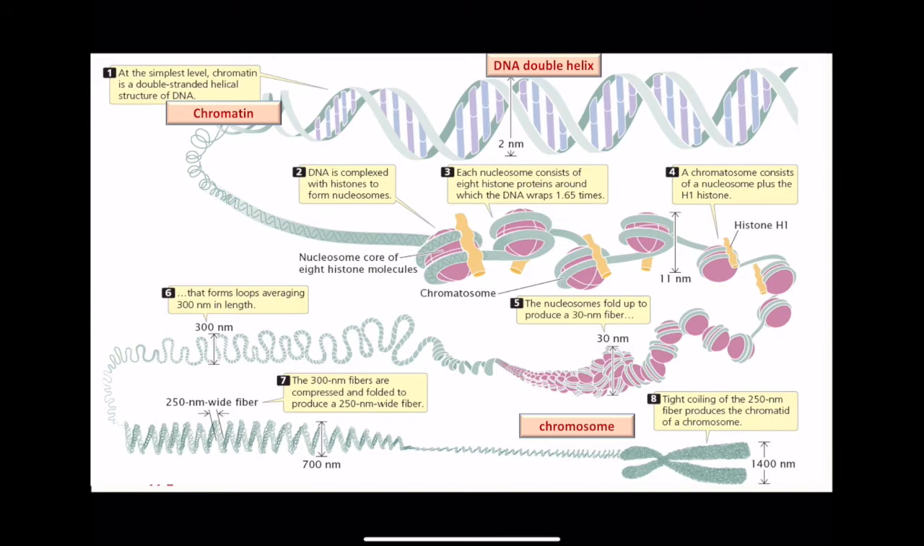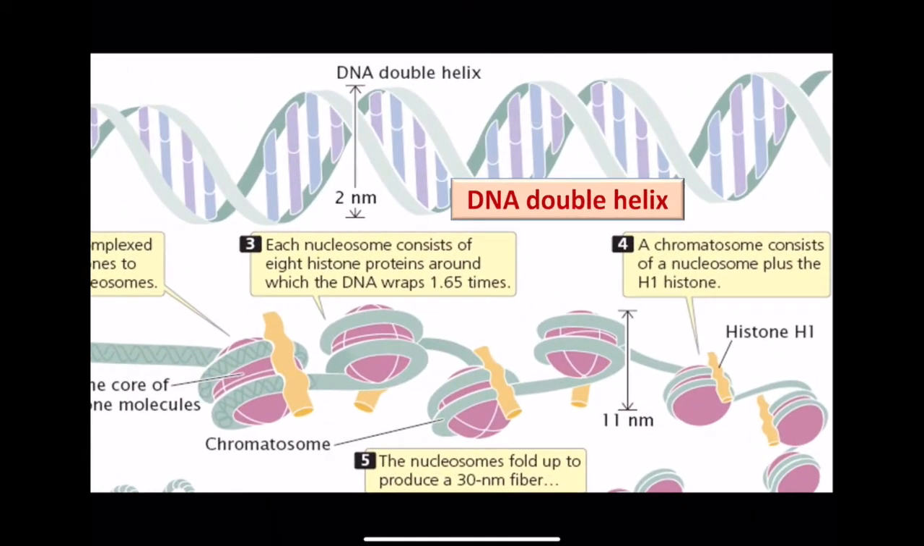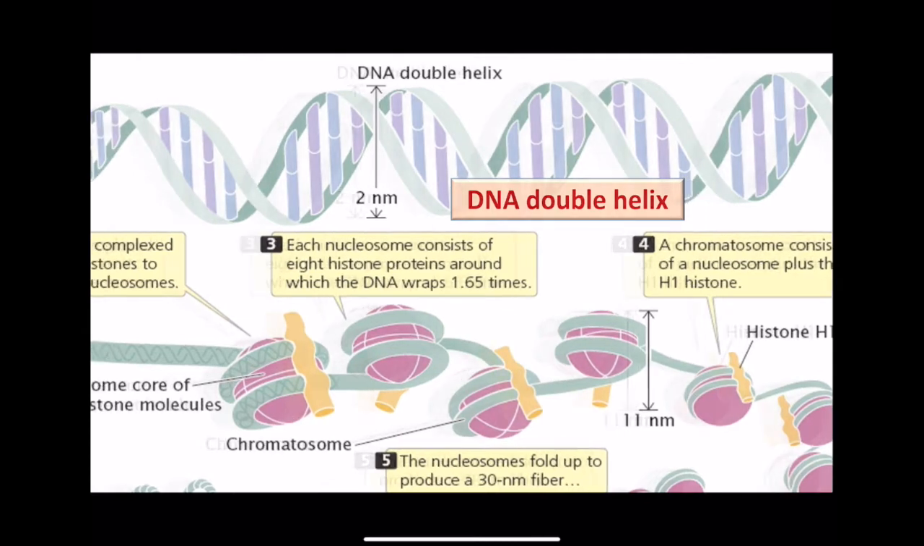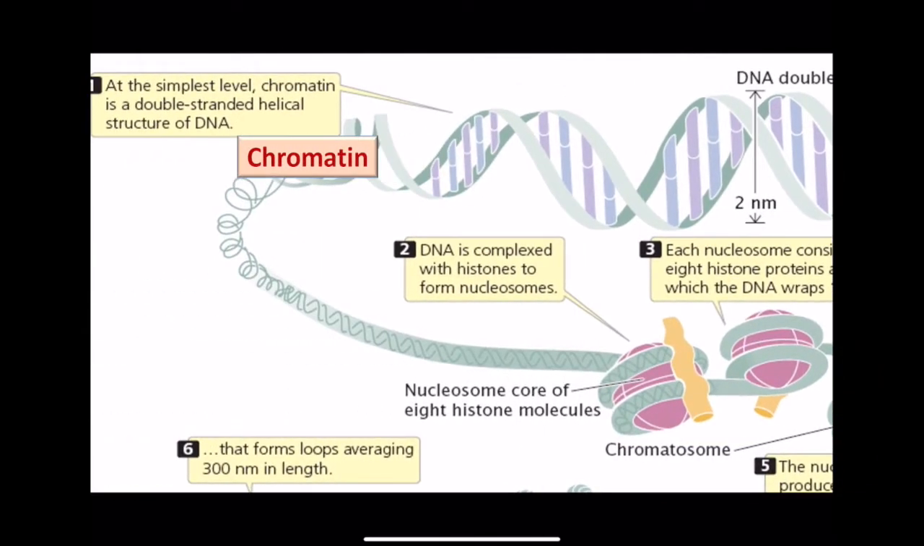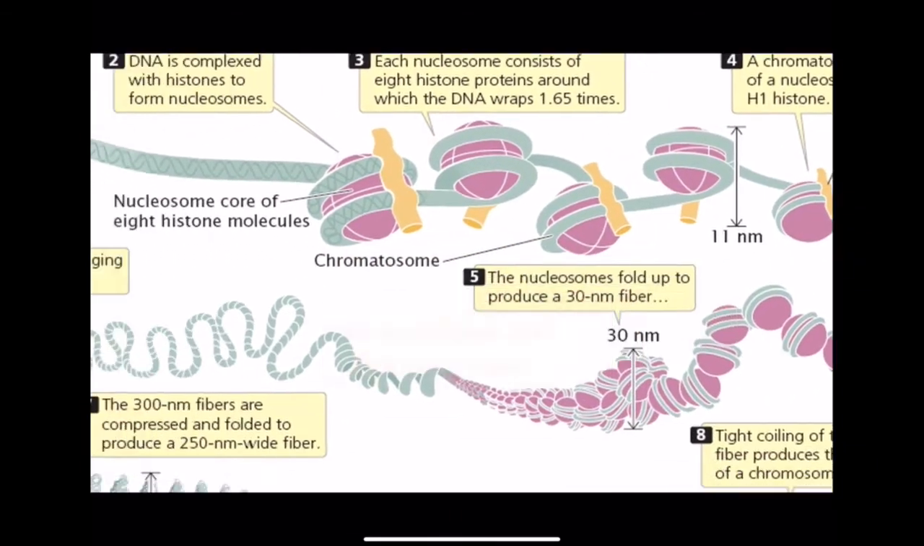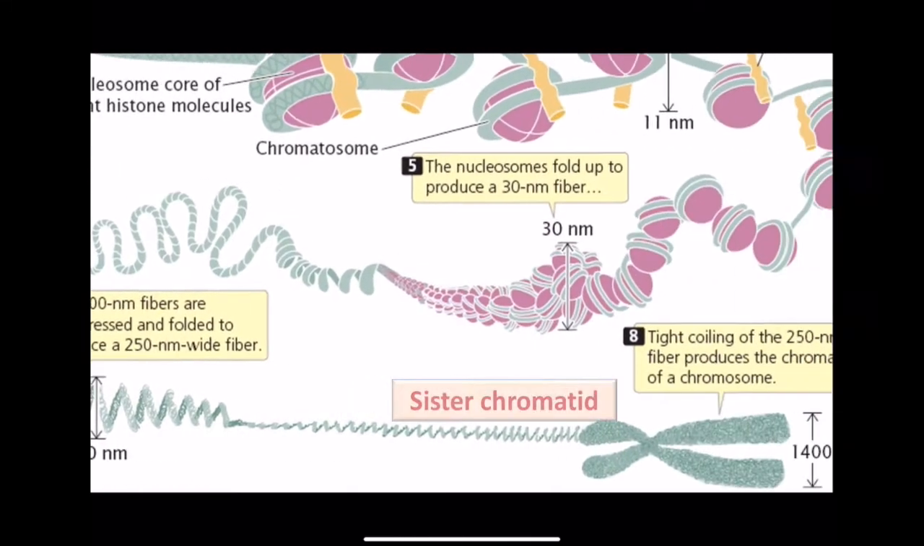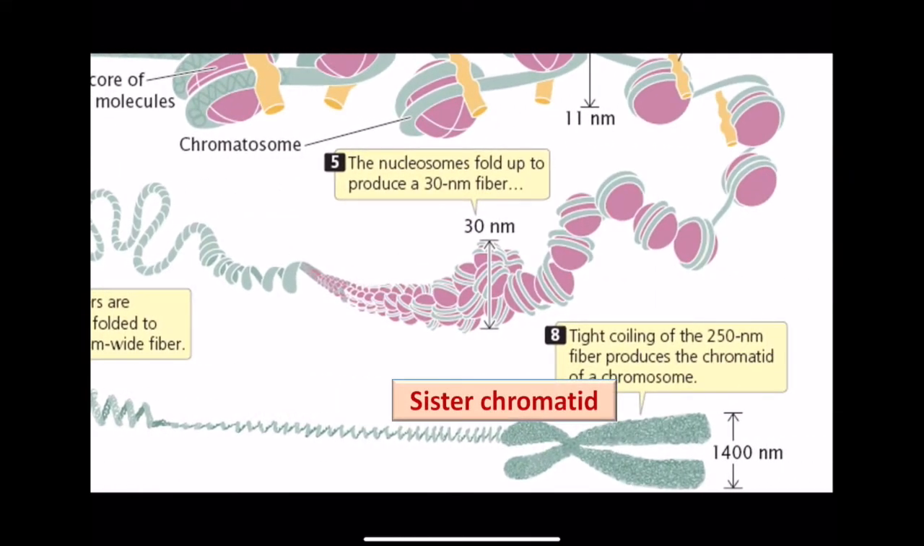Now we will look into this diagram and we will try to understand the relation between the DNA, chromatin and chromosome. DNA double helix consists of a long polynucleotide and chromatin consists of elongated DNA. Chromatin that becomes associated with histone protein will be called chromosome. The chromosome can become a condensed chromosome to become sister chromatid.